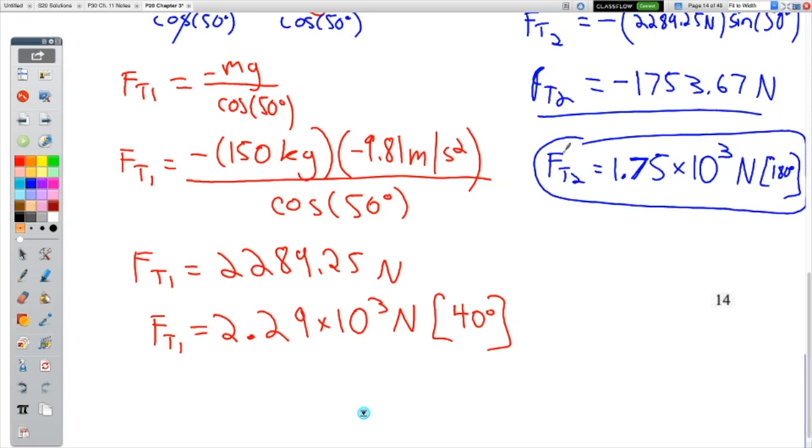So which do you need to use a stronger material for? The rope doing Ft2 or the rope carrying Ft1? Well, Ft1 is going to need a stronger material, right? Because it's going to have to take a greater force.